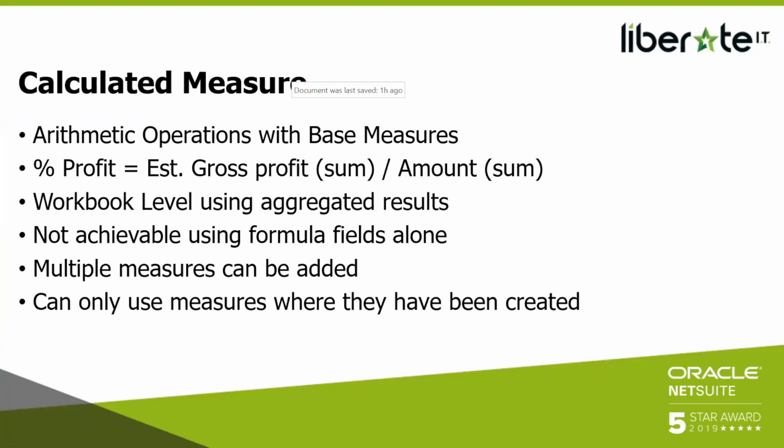A calculated measure is a measure that you can create in your pivot tables and charts using arithmetic operations with base measures. For example, you can use the following definition to calculate profit percentages: percentage profit equals gross profit divided by amount. Unlike formula fields, which are built at the dataset level to evaluate results on a row-by-row basis, calculated measures are built at the workbook level using aggregated results.